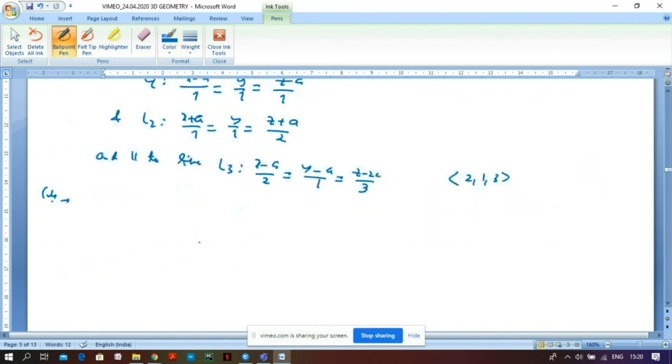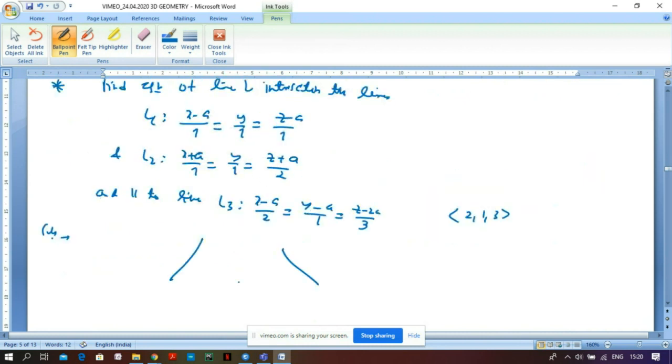Given two lines, and one line L3 given, I want a line which is parallel to L3 and meets the lines L1 and L2. This is my L, and this is, of course, L3. So I want a line L that is parallel to L3 and meets L1 and L2. What angle, we do not know; we don't have to worry about that. So this requires a special technique.